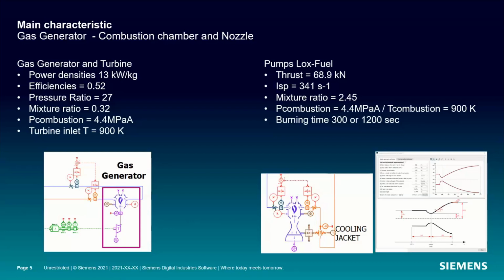And then the next section would be the pump of the liquid oxygen and the fuel, right? So we had a specific thrust that we needed as a requirement. We had a pressure and we had a mix ratio that we needed to keep in mind. And we had different burning times through the process of doing this simulation and modeling analysis.